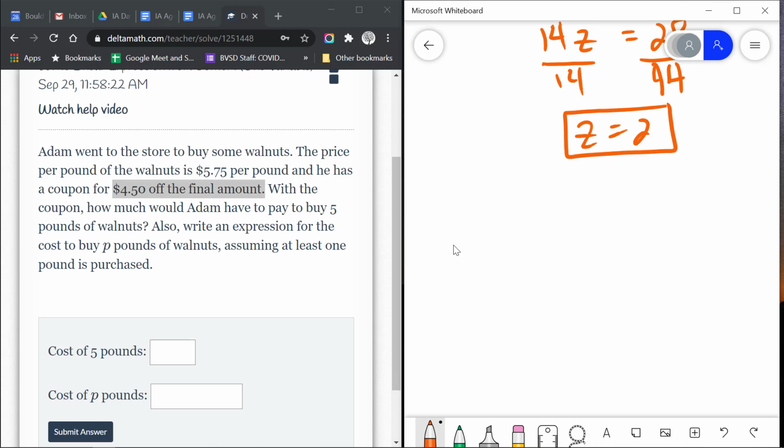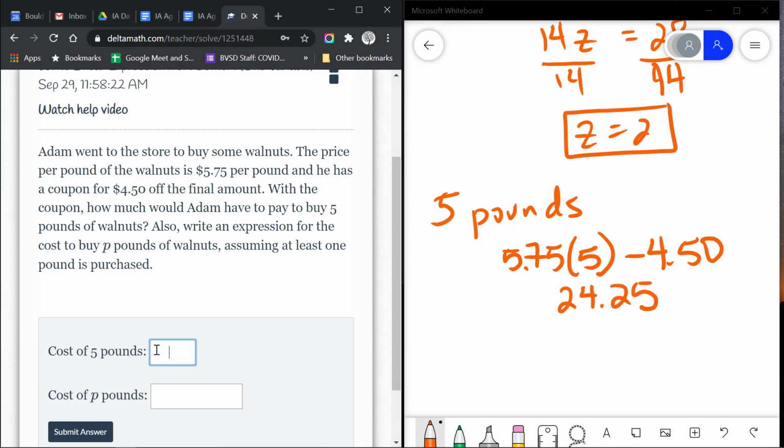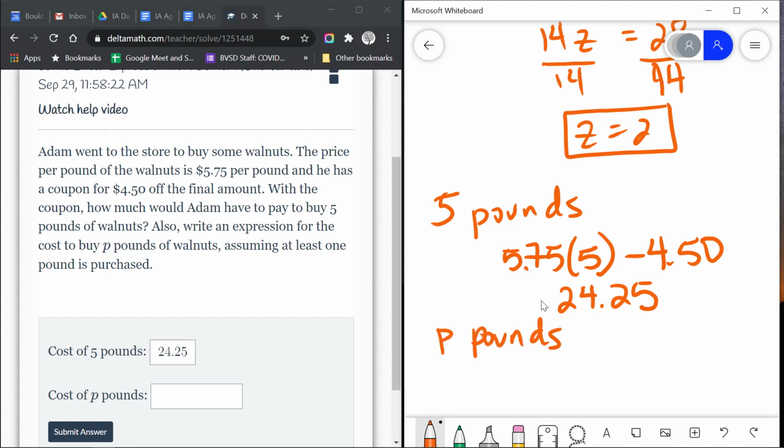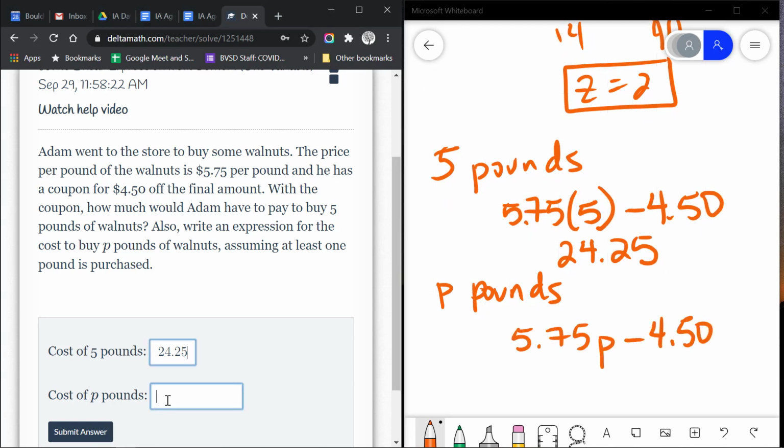Okay, so first we're going to file in for 5 pounds. So for 5 pounds, obviously I'm going to have to do $5.75 times 5. But then we've got that coupon, so we get to subtract the $4.50. So if I just go ahead and do that in my calculator, I can see that the total is $24.25. So for 5 pounds, I'm going to type 24.25. And then for p pounds, I'm going to do the same thing. It's just that instead of 5, I'm going to put p. And I type in that expression here.